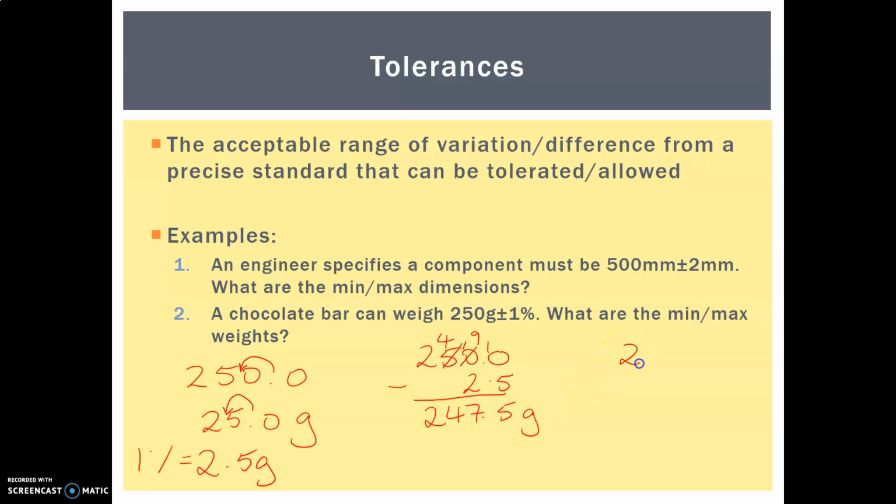Let's do the top. 250 plus 2.5. So that's going to be 5, 2, 5 and 2 grams. So our minimum and max is like so, 247.5 to 252.5. There we go. Hopefully that was successful for you.